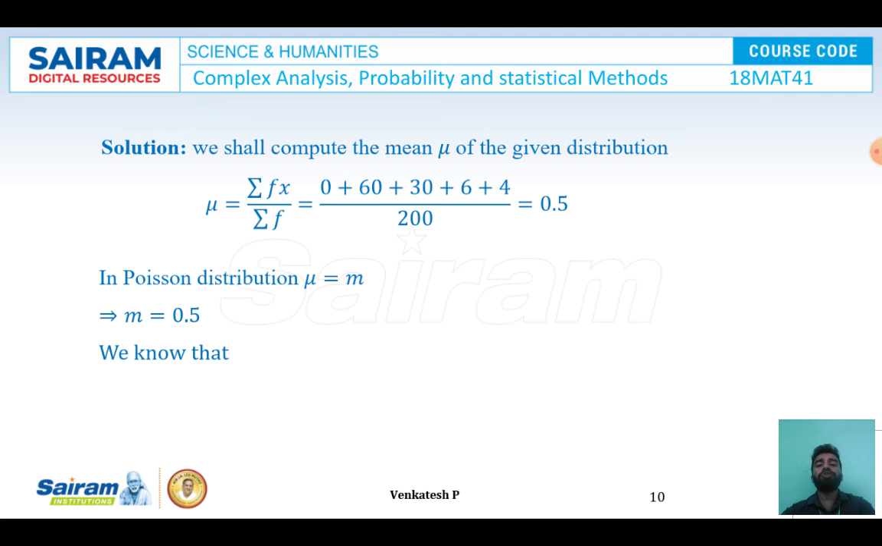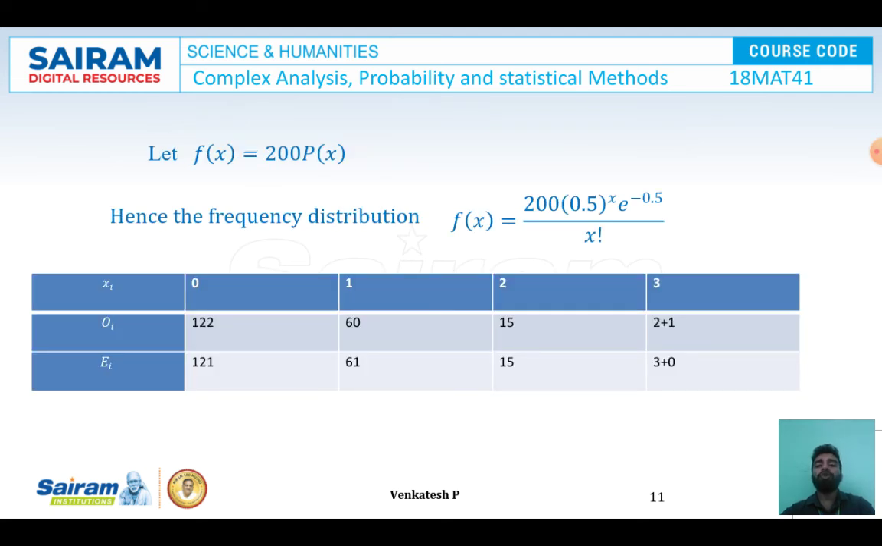And from Poisson distribution, the formula is p of x is equal to m power x e power minus m by x factorial. So now to calculate f of x, the value will be f of x is equal to 200 into p of x. So hence we got the frequency distribution. To calculate the expected frequency, the formula is f of x is equal to 200 into (0.5) whole power x e power minus 0.5 by x factorial, along with m is equal to 0.5. So now I am going to calculate the expected frequency by replacing the values of x.